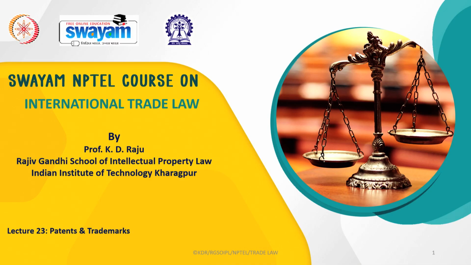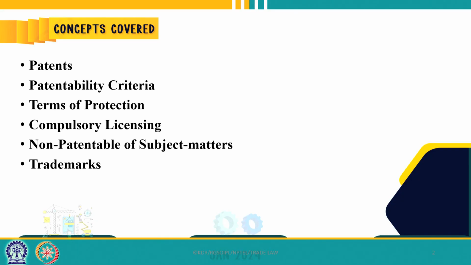Dear students, this class we are going to specifically look into two categories of intellectual property law, that is patents and trademarks. Specifically, we are going to look into the philosophy, what is this category of intellectual property, and if you look into patents, what is a patent and what is the patentability criteria mentioned in the TRIPS agreement, the minimum terms of protection, and it talks about compulsory licensing, non-patentable subject matter and trademark.